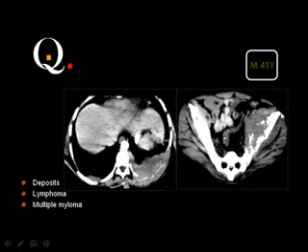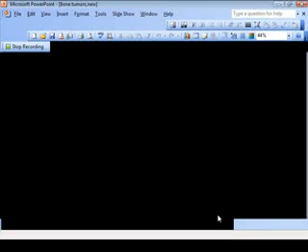Then these are multiple lesions, one in the pelvis and one in the chest wall and another one here. What do you think? Deposits, lymphoma, myeloma. If you take my rule and you consider all the lesions in the pelvis as metastatic deposits, and you consider all these also as metastasis, and this was the case, metastasis. And I thank you very much.